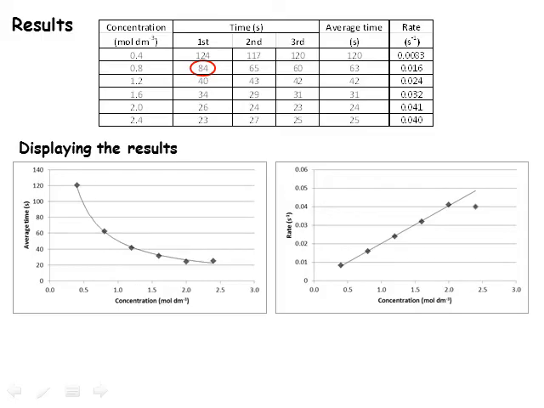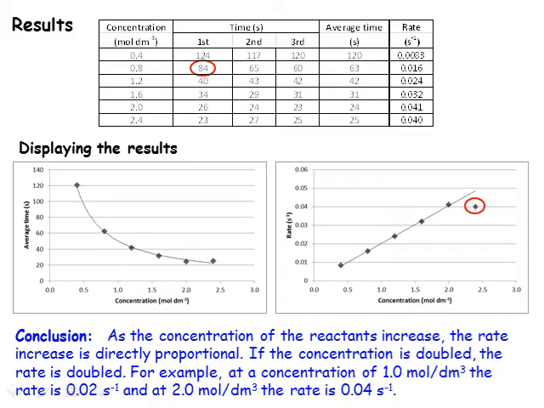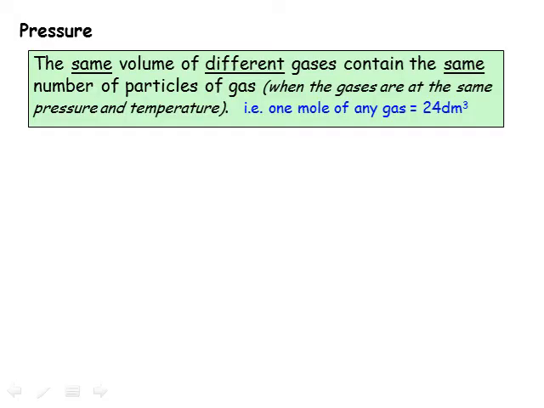We can also see that one of the points, for 2.4 moles per dm cubed, does not fit the line of best fit. This too is an anomaly, and a ring should be drawn around it, and it should not be included in the line of best fit. From our graph of rate versus concentration, we can see that when the concentration is doubled from 1 mole per dm cubed to 2 moles per dm cubed, the rate increases from 0.02 to 0.04 seconds to the minus 1, so the rate doubles when the concentration is doubled, which is what we predict.